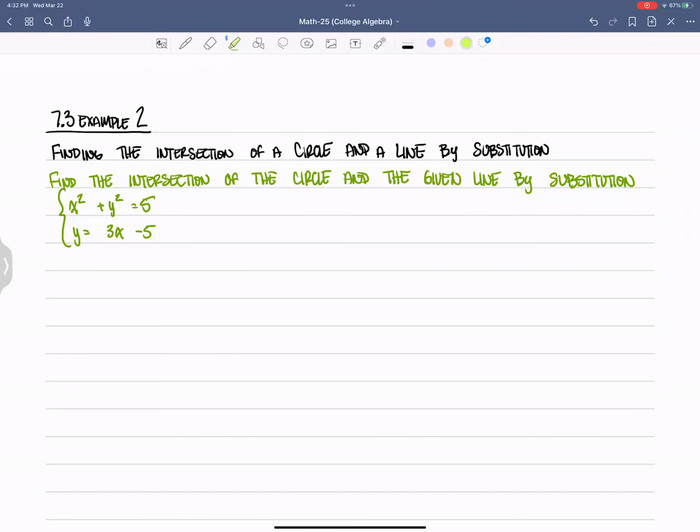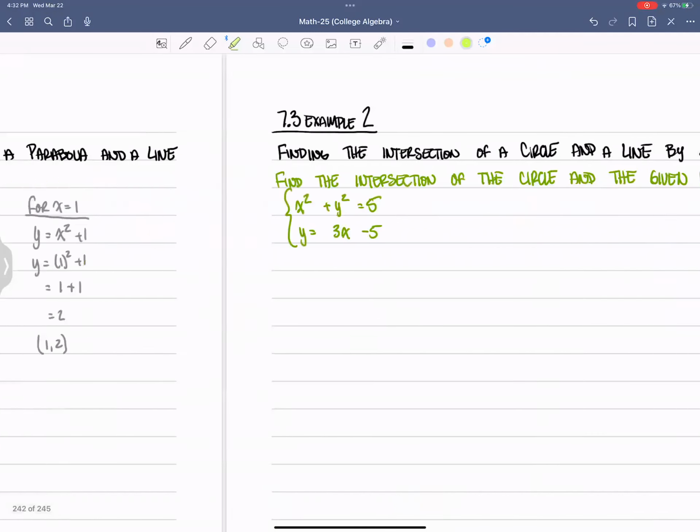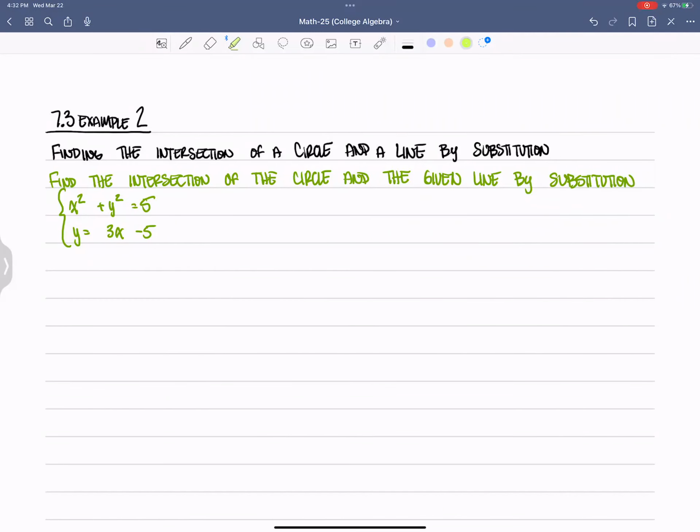Finding the intersection of a circle and a line by substitution. Find the intersection of the circle and the given line by substitution. All right, they're telling us to use substitution here, no elimination. Did they tell us anything? No, they didn't. All right, so substitution here, just like the previous problem, we have y is equal to 3x minus 5. So everywhere we see y in the second equation, we're going to plug in 3x minus 5.